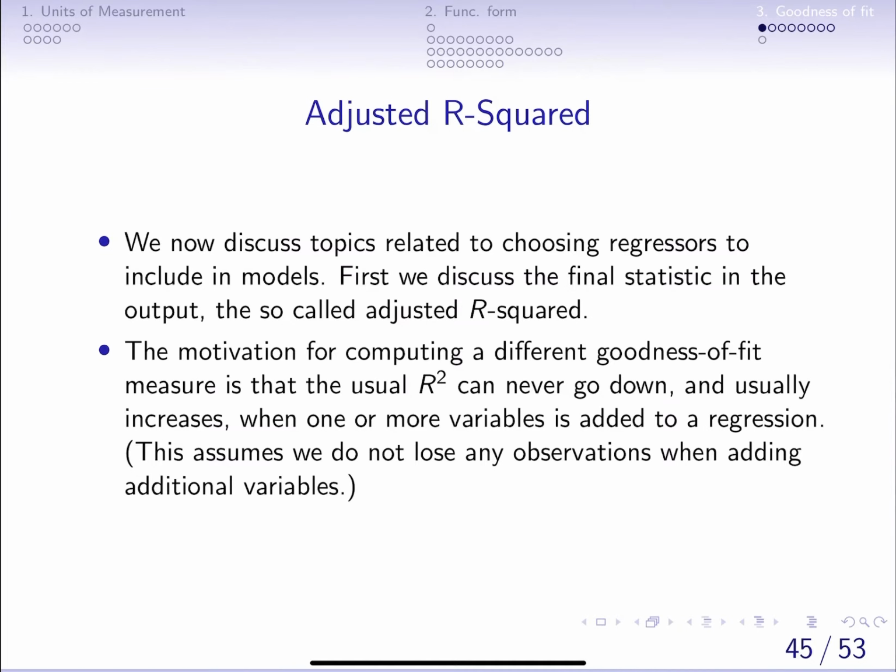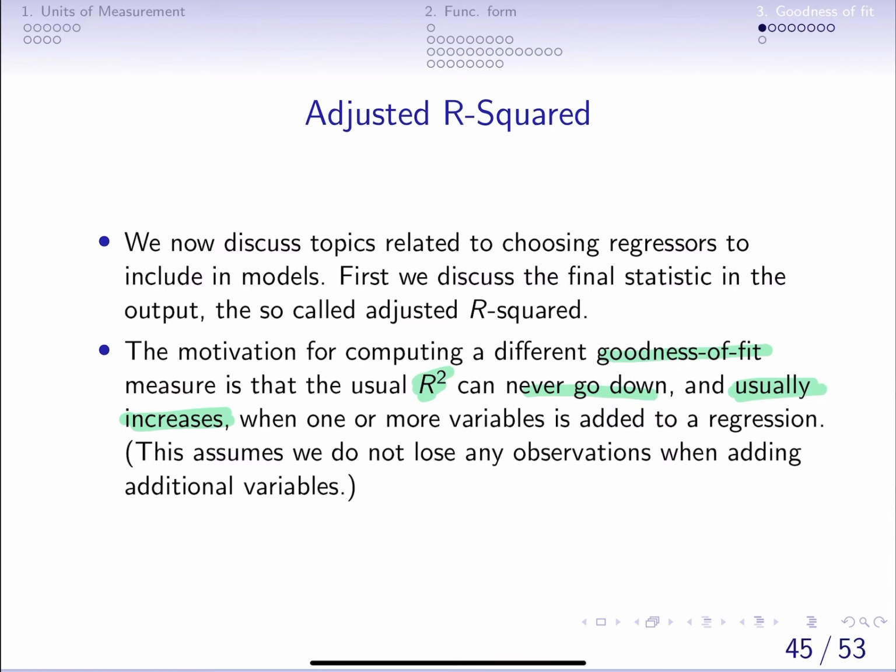In this video, we'll talk about using the goodness of fit measure, not the r-squared this time, but the adjusted r-squared. But we will begin by just talking about r-squared in general. Remember that we have established that r-squared is a goodness of fit measure. However, r-squared can never go down when we are adding variables to our regression, and usually it would increase as we add one or more variables to a regression.